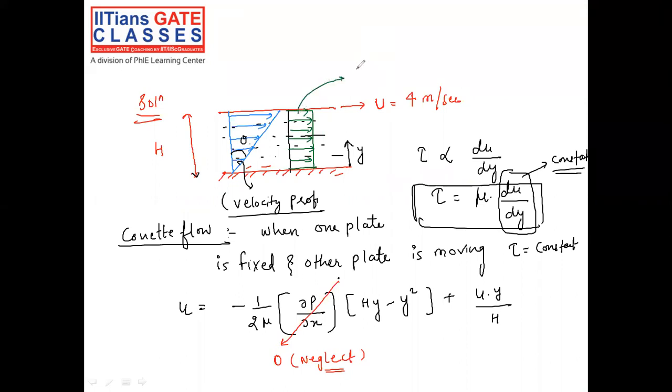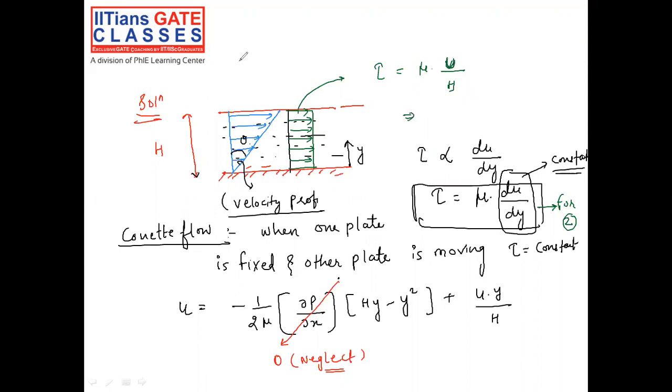This is the profile for shear stress, or we also call it shear stress distribution. Right now, everything is mentioned over here. We just need to put it into the particular formula, that is formula number 2. Now we have to put into the equation mu into V by H. Here it is given as U.